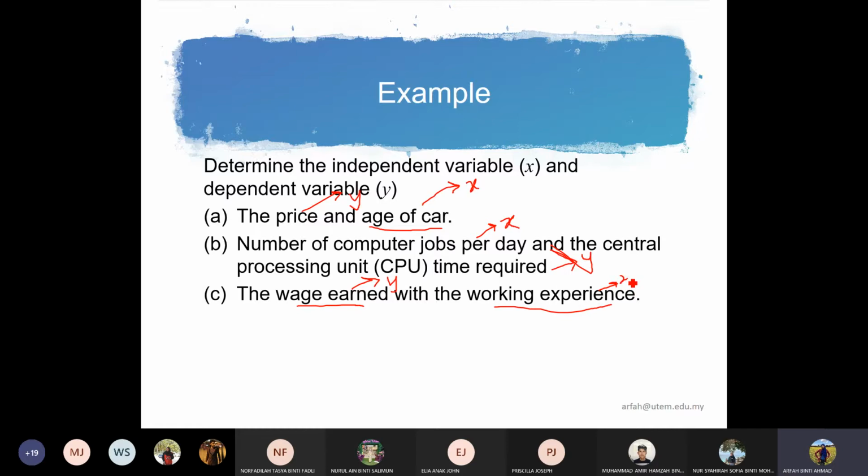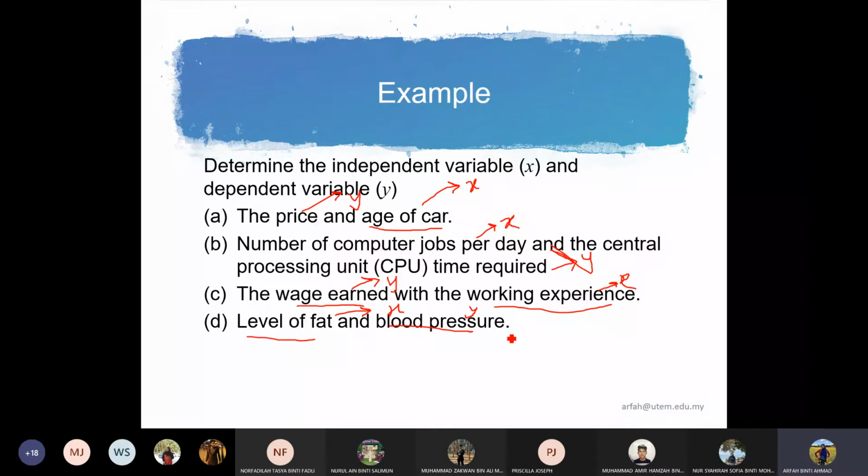Okay. X. So the next one, level of fat and blood pressure. Fat X. Level of fat is X. Blood pressure Y. Blood pressure is Y. Okay, betul. Makin tinggi berat badan, makin tinggi darah. Kan? Betul lah. Okay. So betul.